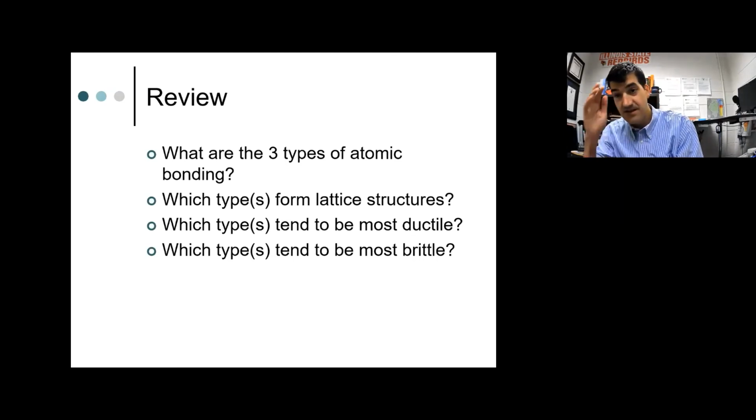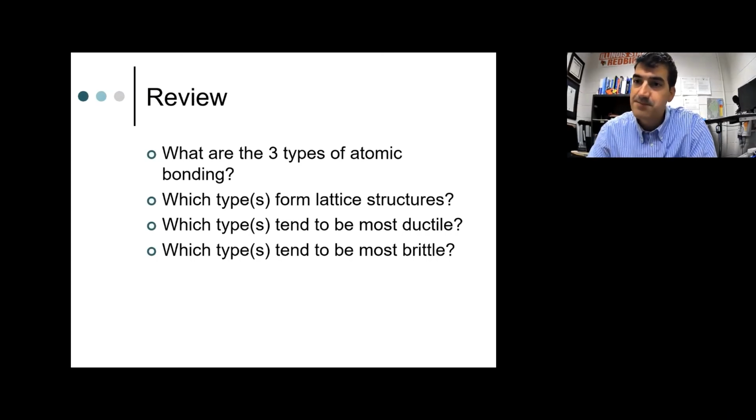So the 3 types that we'll answer this briefly. The types of bonding that we've talked about so far are ionic and covalent and metallic. Which types form lattice structures? Well, they all can. Most ionic bonded solids form lattice structures. Some covalent bonded solids do, some don't, so it's hard to make generalizations about covalent bonded solids. And metals almost always do form lattice structures.